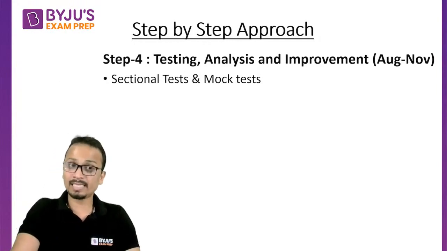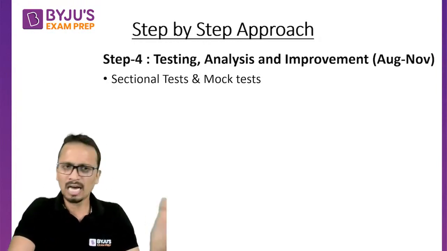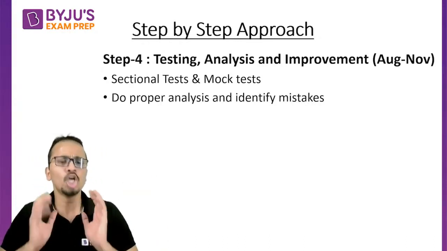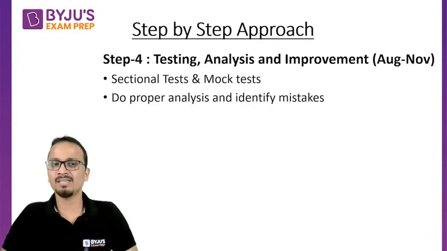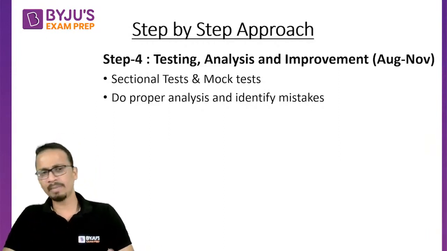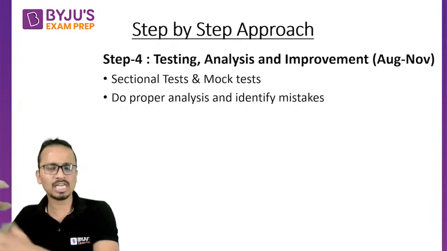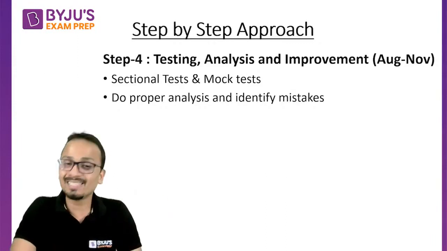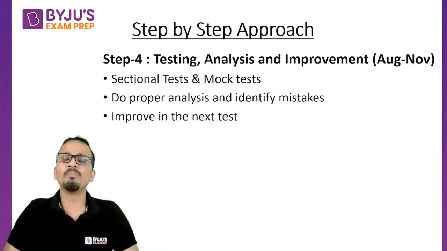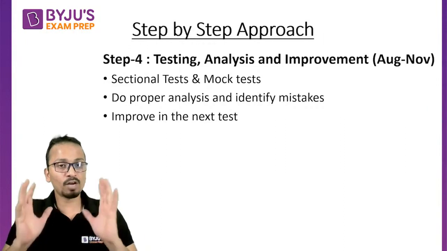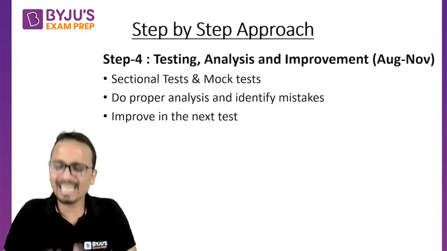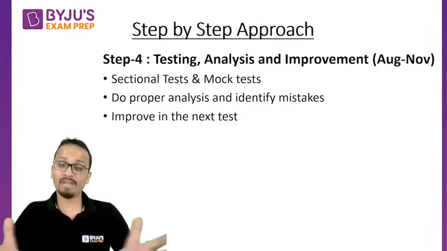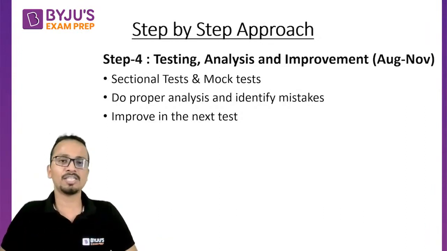mocks. Now, like I said, step number 4 and step number 3 are actually the same. So after every sectional test, after every mock test, do a proper analysis of that particular test, pick up your mistakes, find out which are the areas in which you are committing the mistakes, what are the silly errors that you are committing, and then try to improve in the next test. So friends, if you are following this particular approach, then definitely you will be able to get 99 plus percentile or whatever score you desire in LRDS section of CAT.